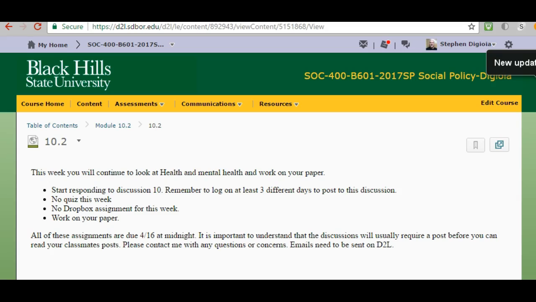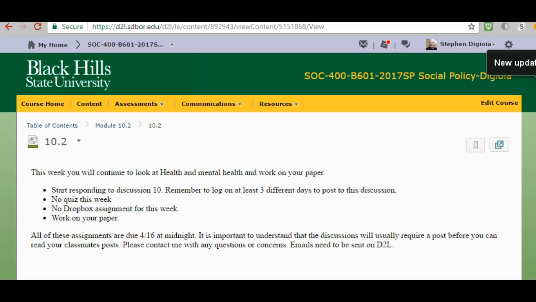And for this week, we are actually just going to be really working on our paper. So you're going to continue to do your discussion on discussion 10 with your three different posts on 3 different days. But there's no quiz this week. There's no Dropbox assignment this week. You're just going to work on your paper. The paper is due on the 16th, so it is due in a week. And I just wanted to clear something up with the paper.